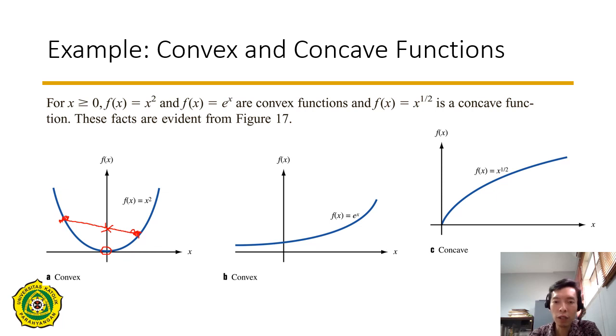Same here, e to the power of x in the second example is also a convex function because, with the same reasoning, if you take 2 points and, sorry, it's not a very good line, but you can imagine if you take a straight line between 2 points, then the linear combination of those 2 points is always higher than the actual value of the function at that point.